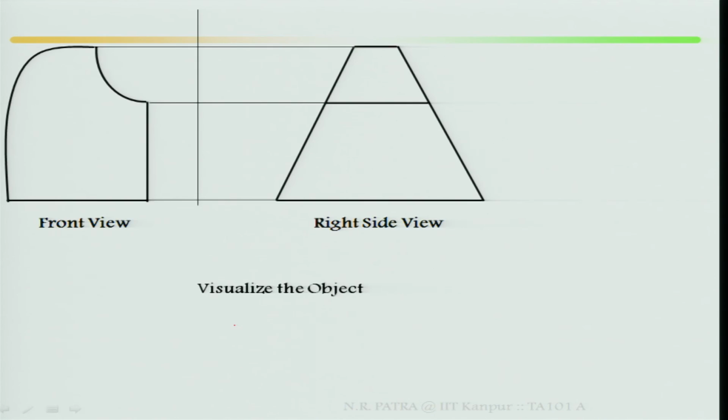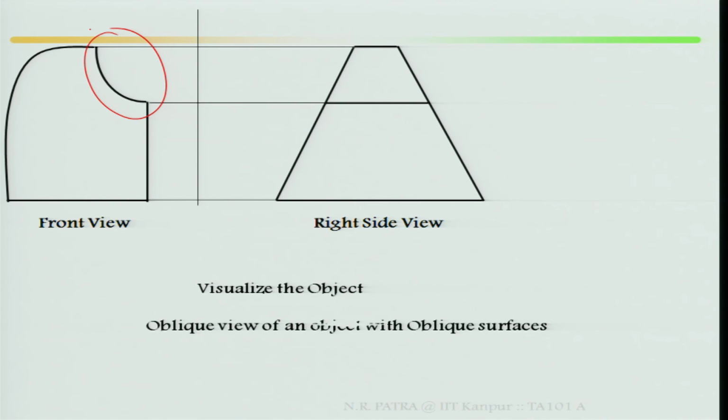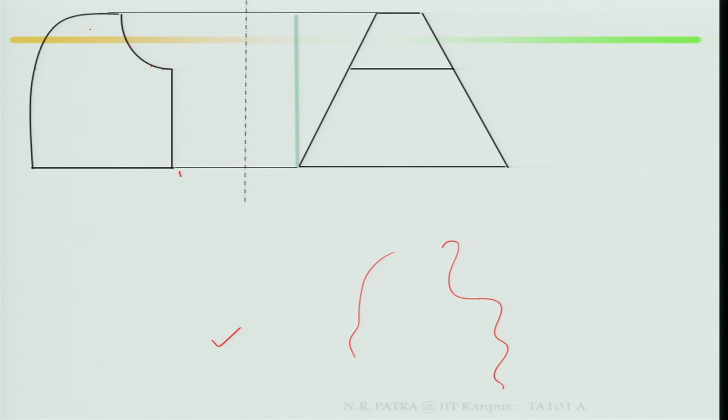Look at this object, visualize front view and right side view. This is your oblique surface. It is a simple case of oblique view of an object with an oblique surface. Front view is given, right side view is given.